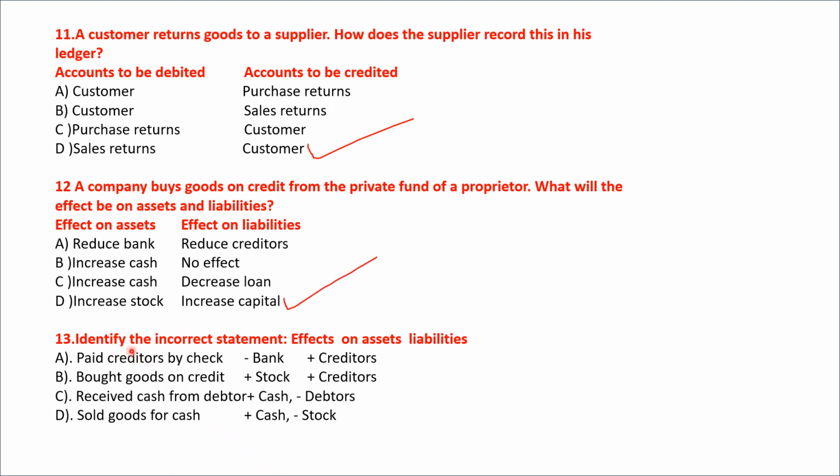Next question is, identify the effects on assets and liabilities. The options are: paid creditors by check, minus bank, plus creditors. Option B, bought goods on credit, plus stock, plus creditors. Received cash from debtors, plus cash, minus debtors. Sold goods for cash, plus cash, minus stock. So the right answer will be option A, paid creditors by check, minus bank, plus creditors. Okay, so option A will be the right answer.